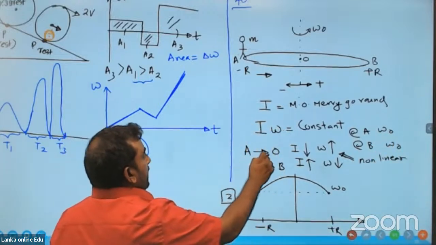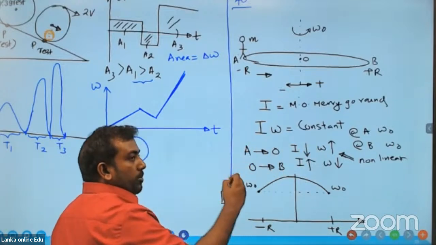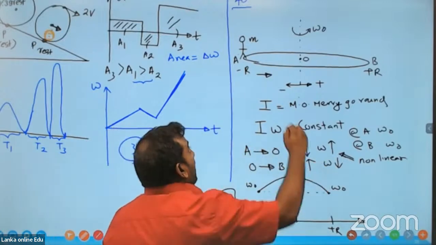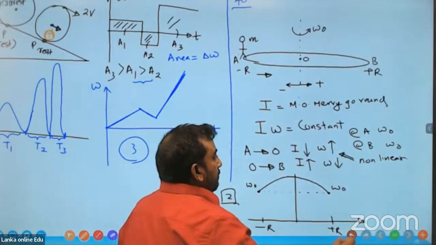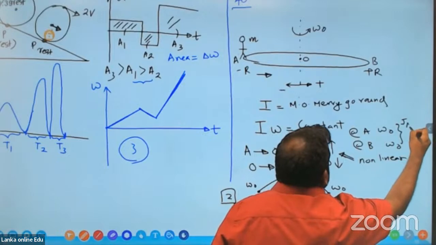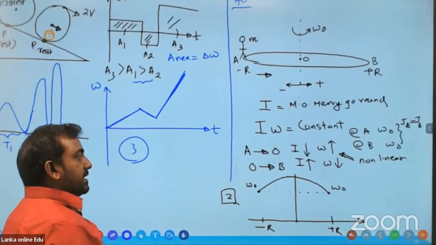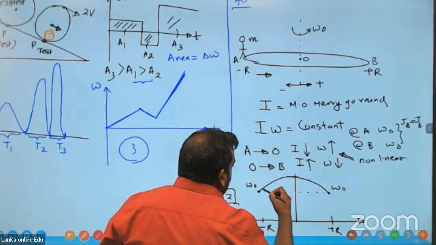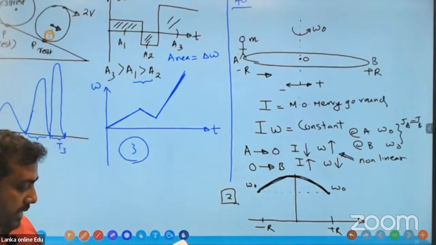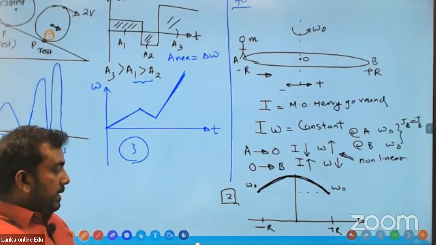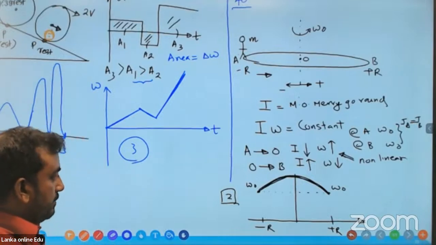When the child is coming from A to O, moment of inertia reduces, omega increases. When the child is going from O to B, moment of inertia increases, omega reduces. At A it's omega naught, so at B also omega naught, because the moment of inertia at A is equal to the moment of inertia at B. Here it will be maximum. This curve is given only in answer number 2.